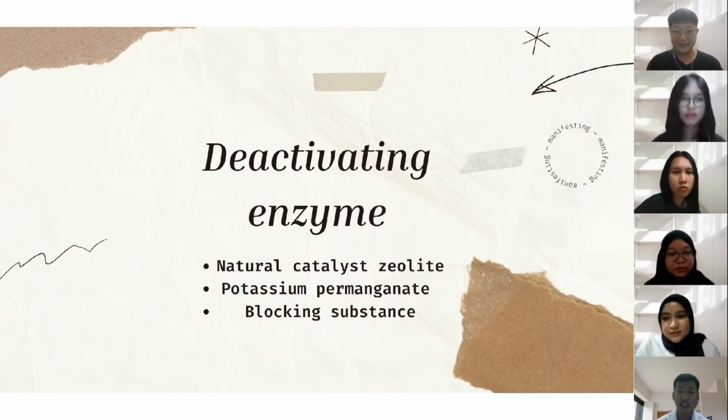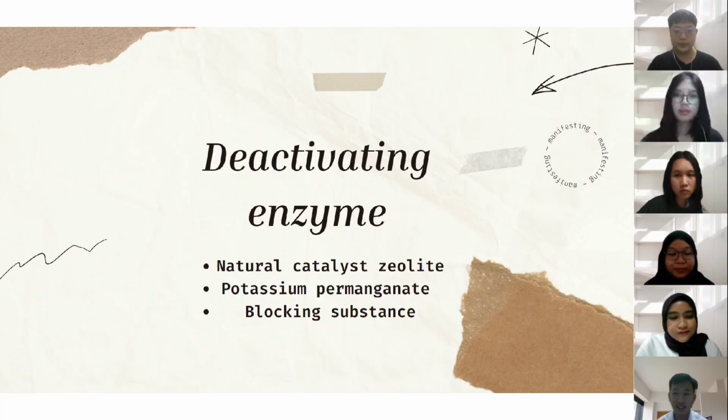The second way is the implementation of potassium permanganate. Potassium permanganate works well with the zeolite in plastic packaging, whereby both of them will absorb the ethylene gas and turn it into substances such as potassium oxide and also water.